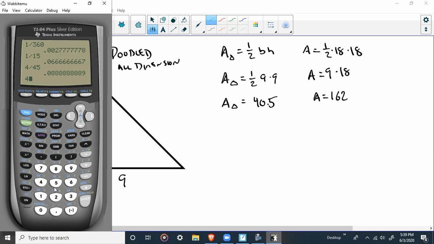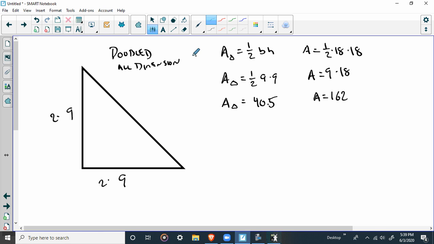So again, what do I got? I got 40.5 times 4. I get 4 times bigger. Okay. So again, just keep an eye on your formulas and what you're changing the dimensions to.